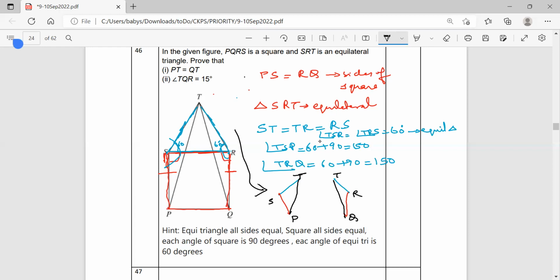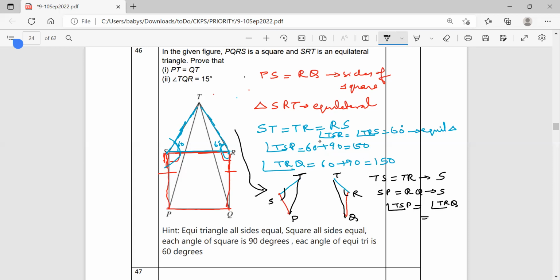Yeah, they're congruent because TS are marked in blue, isn't it? TS is equal to TR. So TS is equal to TR. It's one side. SP is equal to RQ. That's the other side. And angle TSP is equal to angle TRQ.